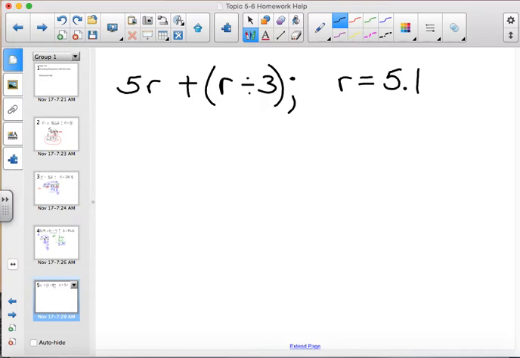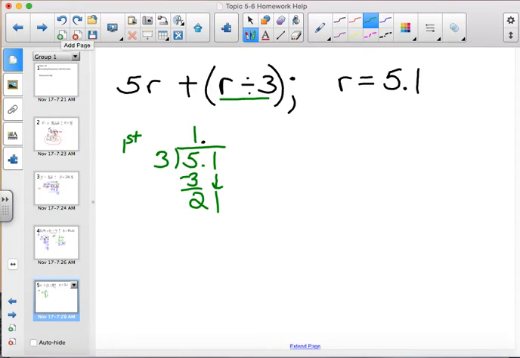Here comes our answer. Okay, now our first step in this process is to look for parentheses and exponents, and we do have parentheses. We have r divided by 3, so we're going to take the value of r, which is 5 1/10, and divide it by 3. 3 will go into 5 one time. 1 times 3 is 3. Subtracting, you end up with 2. Bring down your 1. Now we want to make sure we put our decimal point up into our quotient before we go any further. 3 into 21 will go 7 times. 7 times 3 is 21, and we have a terminating amount.